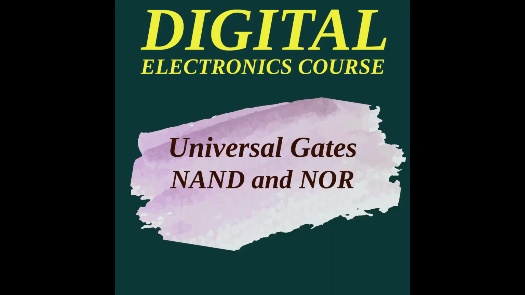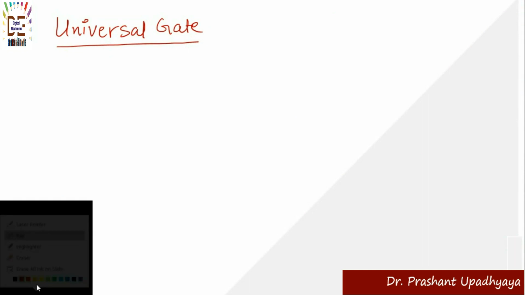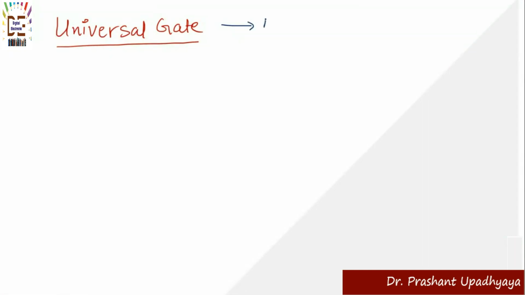In this lecture, we are going to talk about the universal gates. So generally, when we are talking about the universal gate, we have got two gates: a NAND and a NOR. So why are we calling it a universal gate?